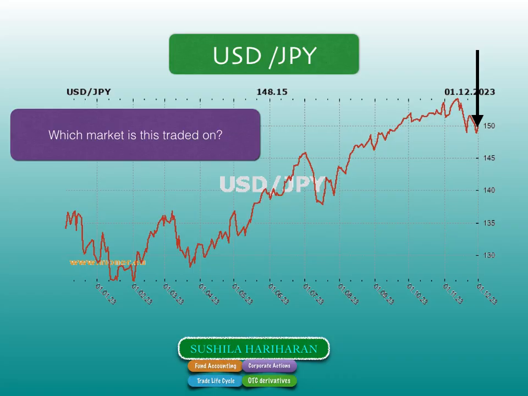Is this traded on the equity market? Is this traded on the bond market? Is this traded on the commodity market? Or is this traded on the currency market? What do you think? What does this look like to you? I mean, it's showing a price movement of almost from 120 to 150. Wow. Okay, and this is a currency pair of USD JPY. So, which market is this traded on?